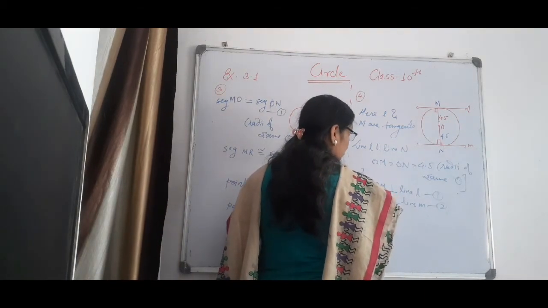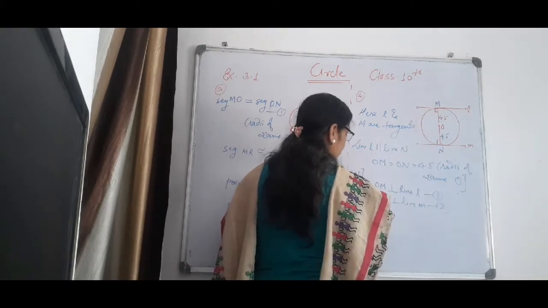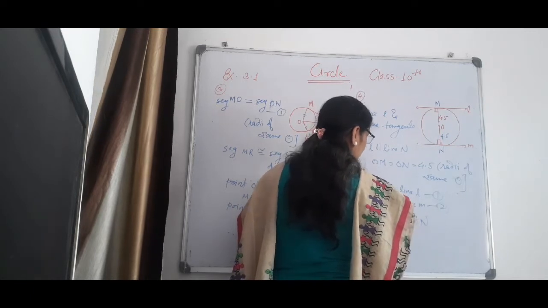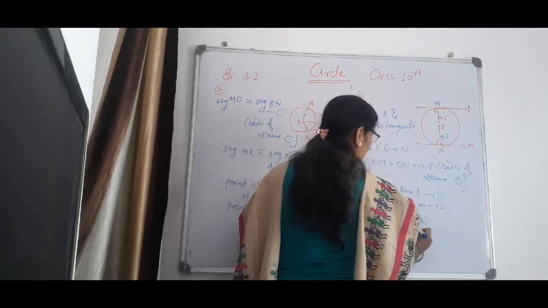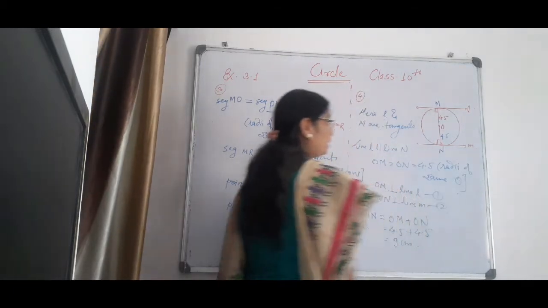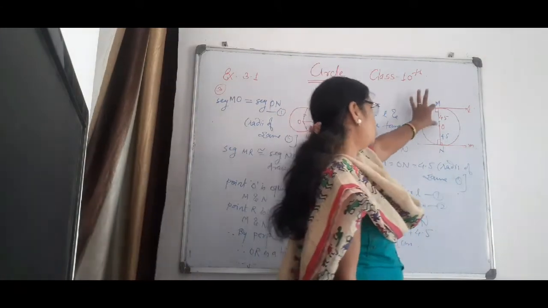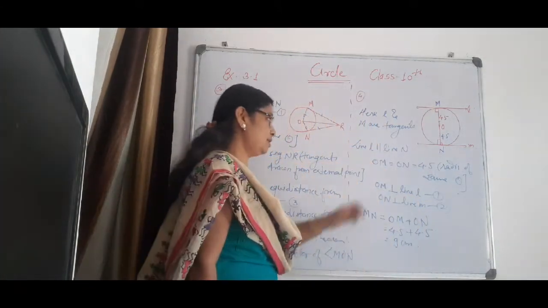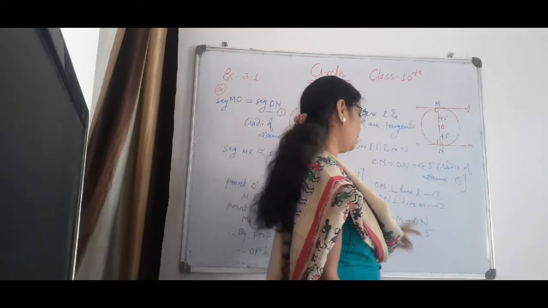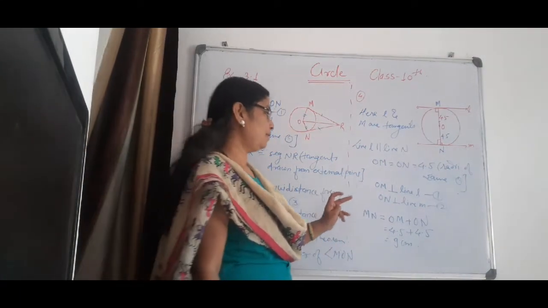So if you want to find the distance between two parallel lines, therefore MN is equal to OM plus ON. OM is 4.5 and ON is also 4.5. So how much centimeter? 9 centimeter. What is the distance between two parallel lines? Sum of two radii. First radius 4.5, here also radius 4.5. 4.5 plus 4.5 is 9 centimeter.